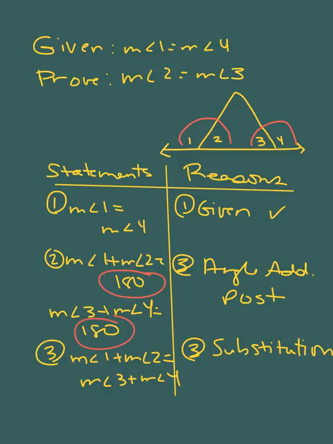Now, with that being said, if I go back to my original given, I have 1 and 4 are equal, and I'm trying to prove that 2 and 3 are equal. So if I subtract out 1 and 4, then I'm going to have my final statement there, which is the measure of angle 2 is equal to the measure of angle 3, and that's going to be subtraction.